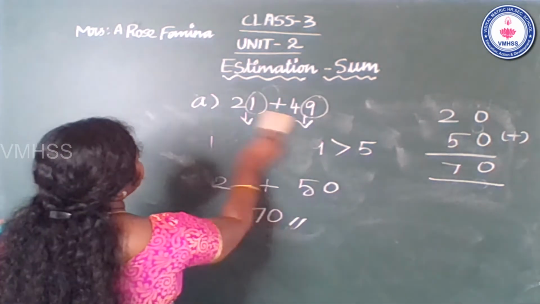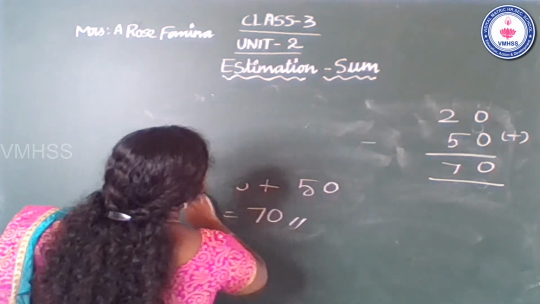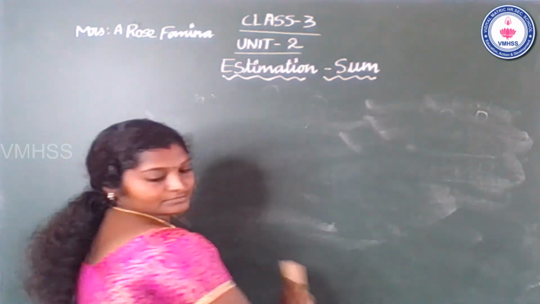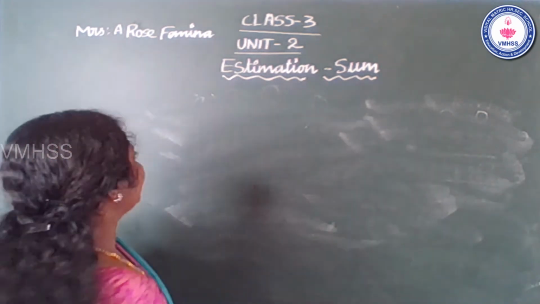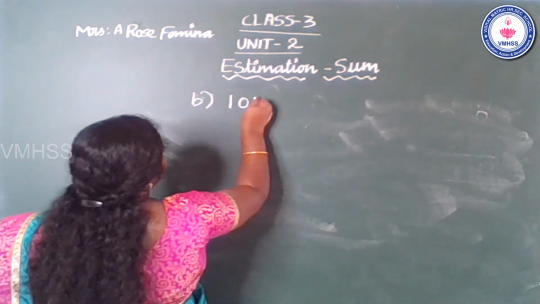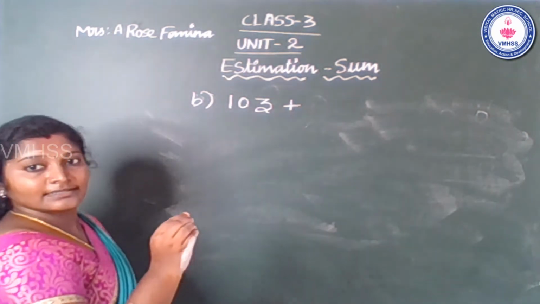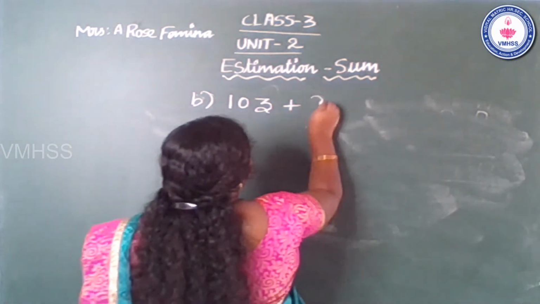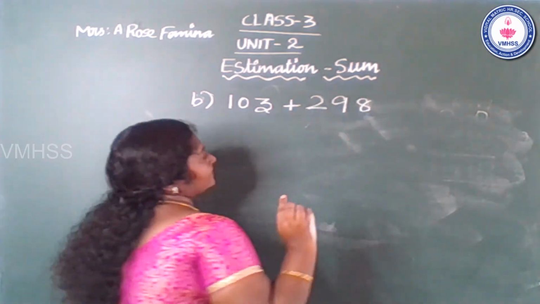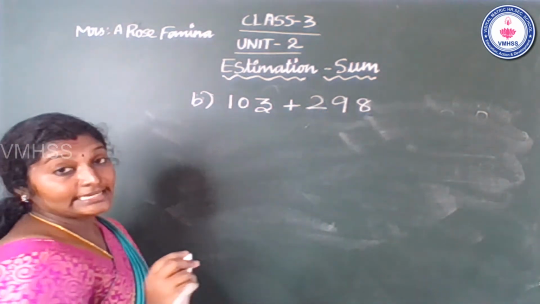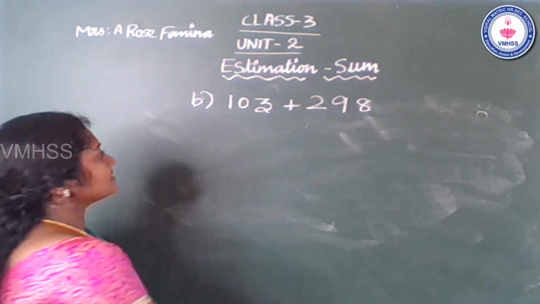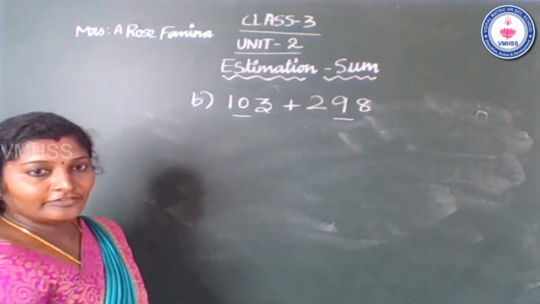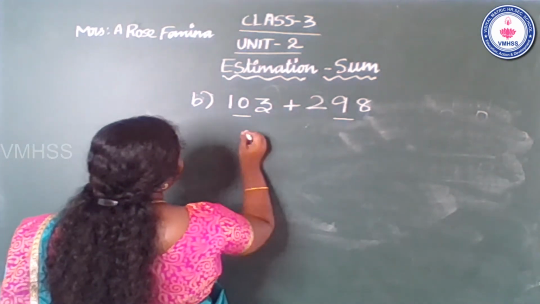B sum: 103 plus 298. Okay, this is a 3-digit number. So you compare the tens place, 0 and 9. Okay. So less than 5 or greater than 5?